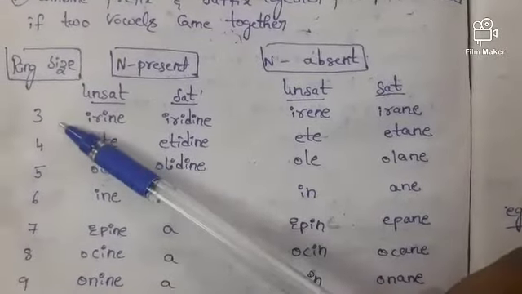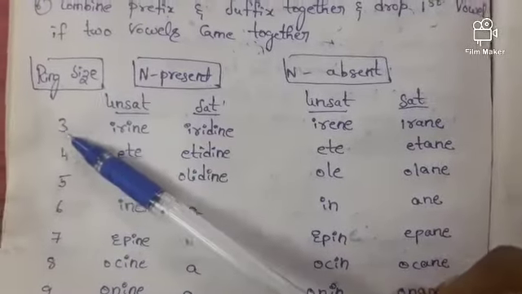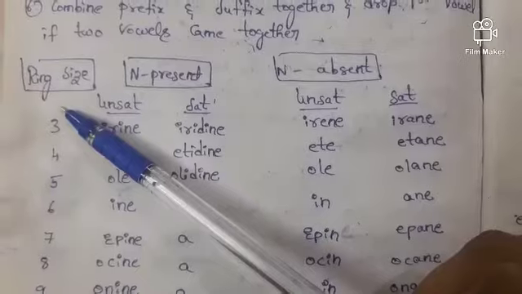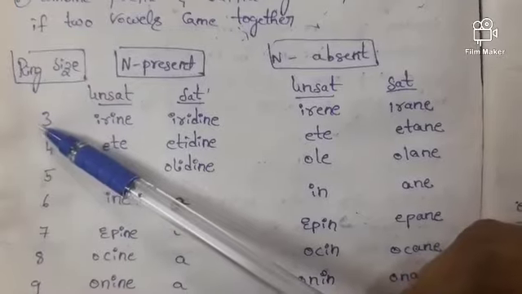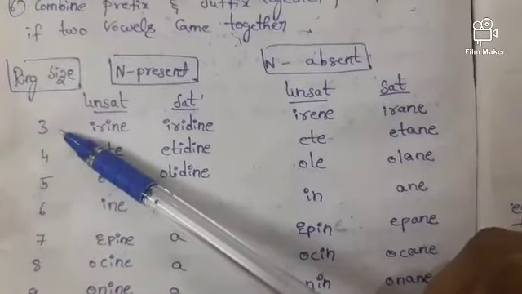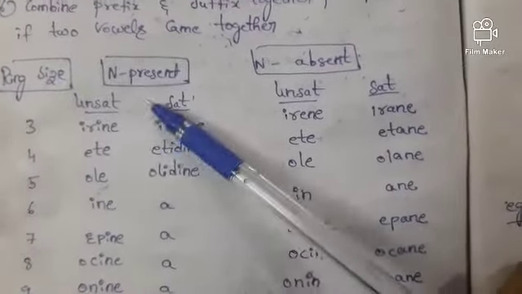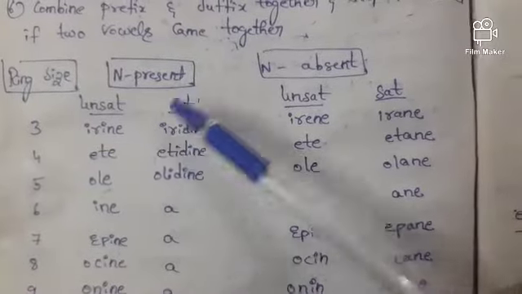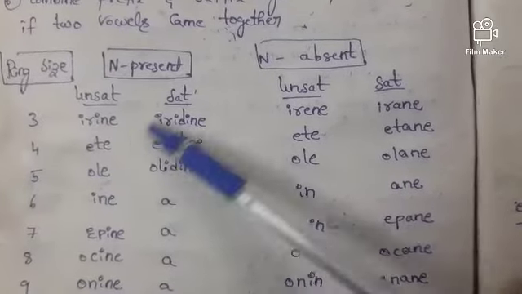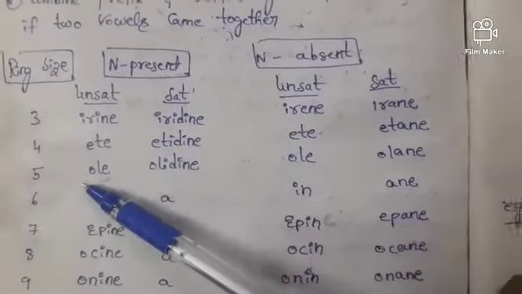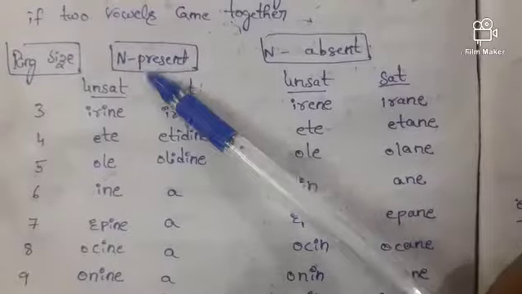For the 3-membered ring, meaning the ring has 3 atoms including carbon, if nitrogen is present and the ring is unsaturated, then we use irine. If it is saturated, then iridine. For a 4-membered ring, if unsaturated, ete; for saturated, etidine. For a 5-membered ring, ole; for saturated, olidine. For a 6-membered unsaturated ring, ine.